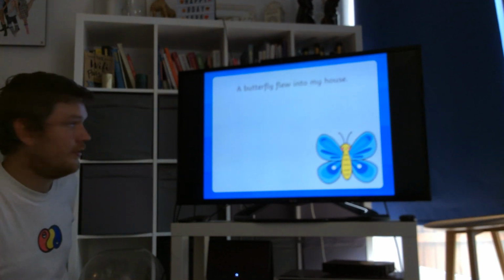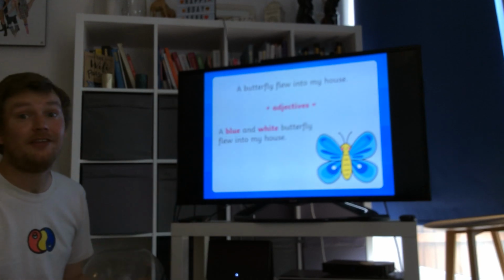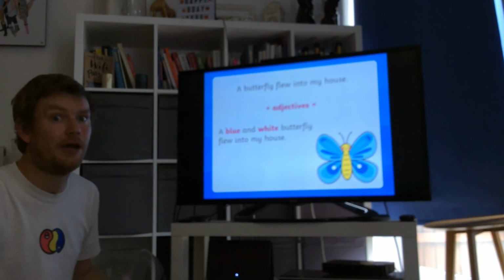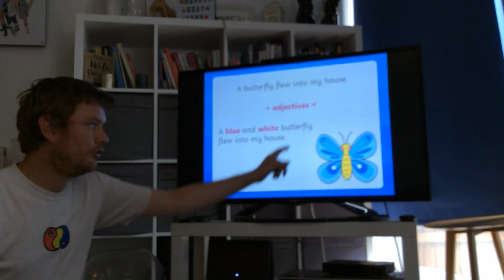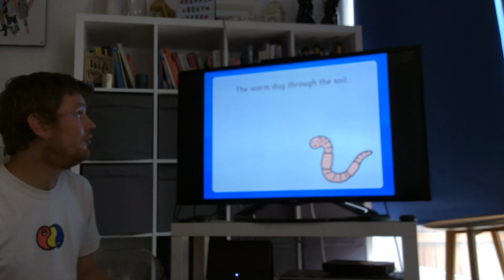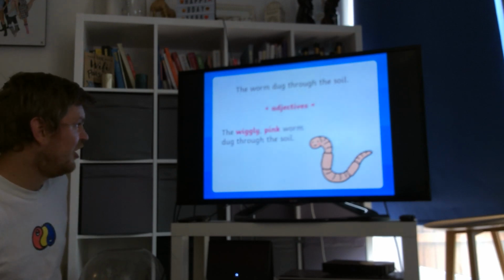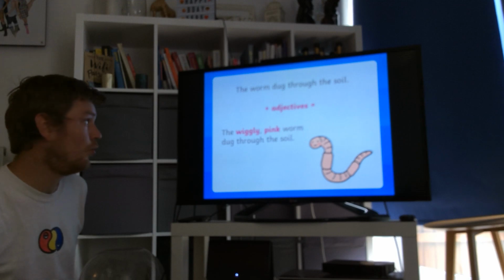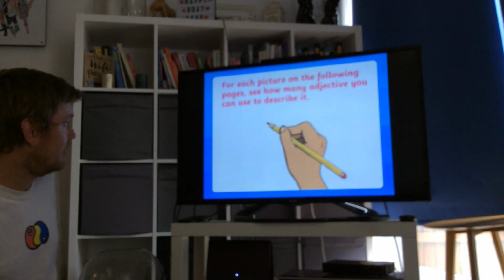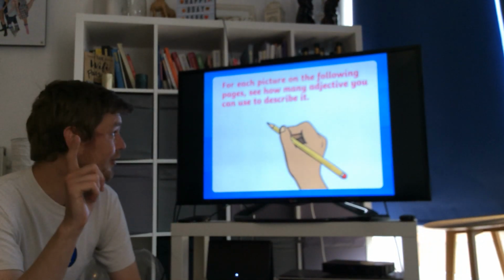A butterfly flew into my house. A blue and white butterfly flew into my house. So it can even be as simple as just adding the colours and people will have a much better idea about what you're thinking about and what you're talking about. A worm dug through the soil. Add some adjectives. The wiggly pink worm dug through the soil. Excellent work.